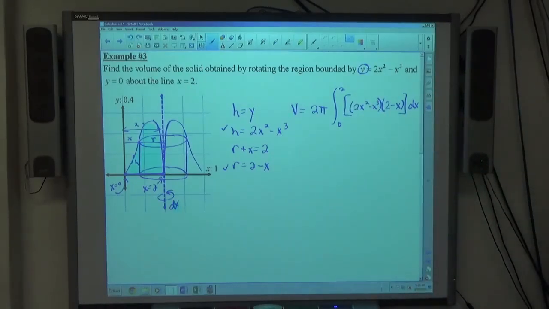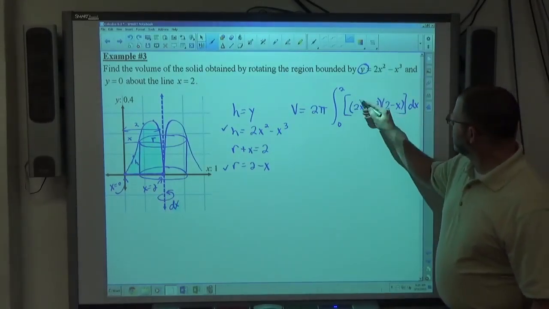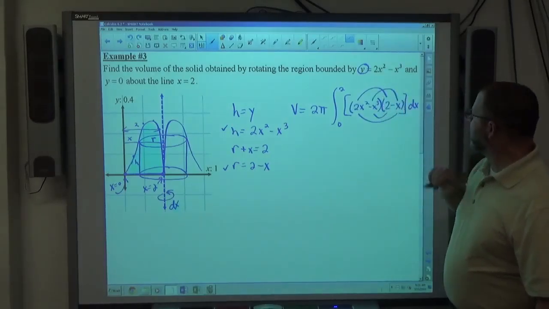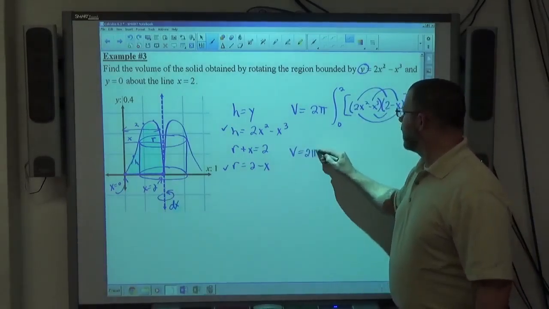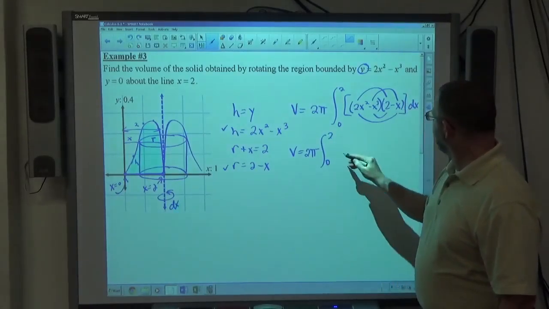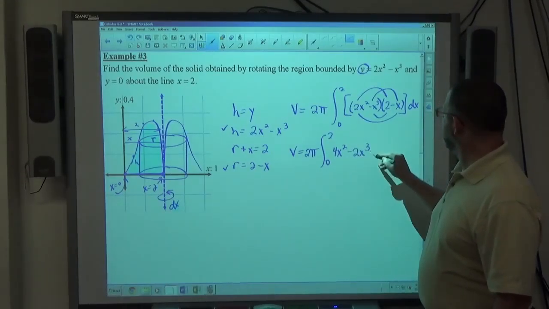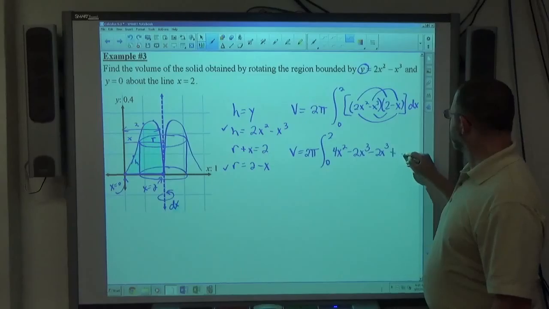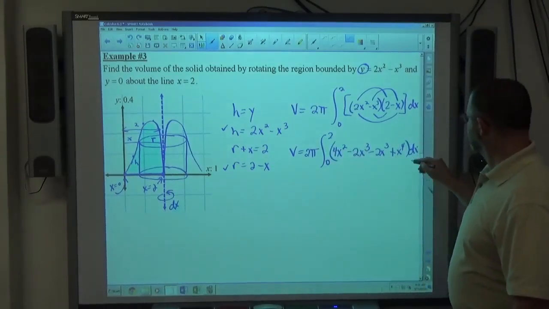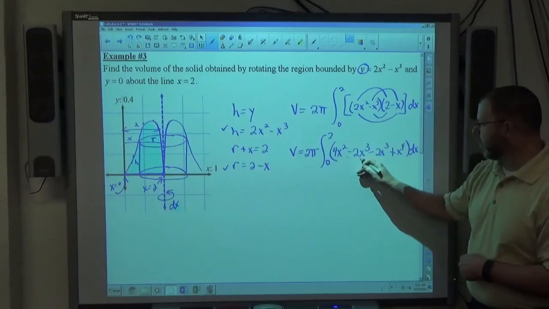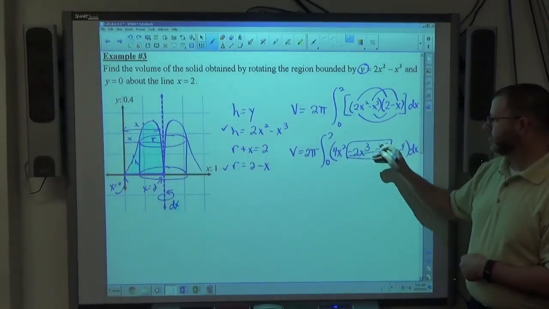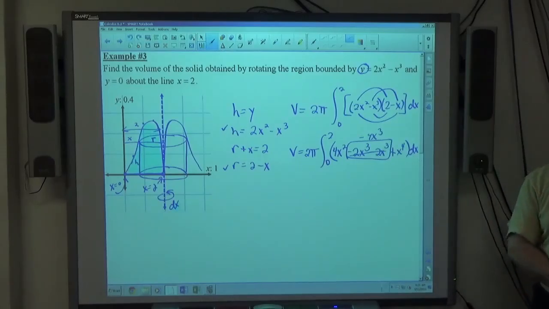All right. Now, in its current form, that would not be very nice to integrate, right? It's a product of things. So if I did a little FOIL, first times first, outer, inner, last, I'm going to get 2 pi integral from 0 to 2 of 4x squared minus 2x cubed minus 2x cubed plus x to the fourth. And of course that's going to be minus 4x cubed right there, right? So 4x squared minus 4x cubed plus x to the fourth is the integrand.